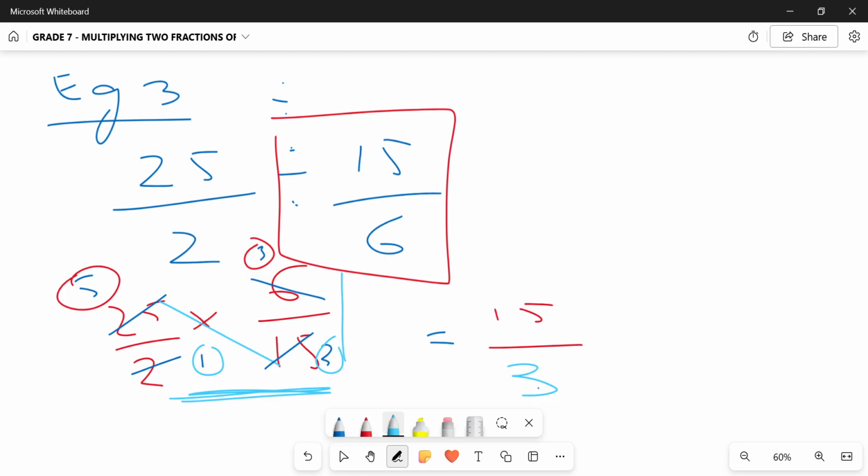Now again check 15 and 3. They are both divisible by the 3 times table. So 3 ones are 3, 3 fives are 15. The final answer is 5 here. I hope that you understood these concepts.